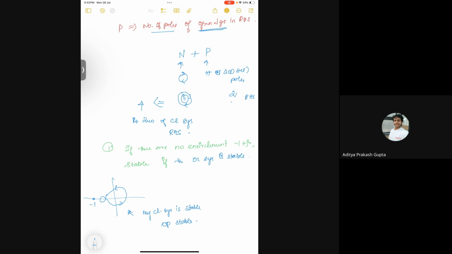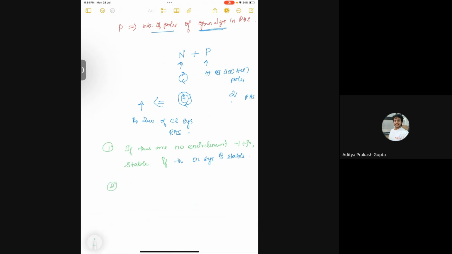So based on this Nyquist stability criterion, the first point we can conclude is: if you couldn't see any encirclement, the closed loop system is stable provided the open loop system is also stable. If the open loop system is unstable, the closed loop system is also unstable. Clear? Yes, ma'am. Right.